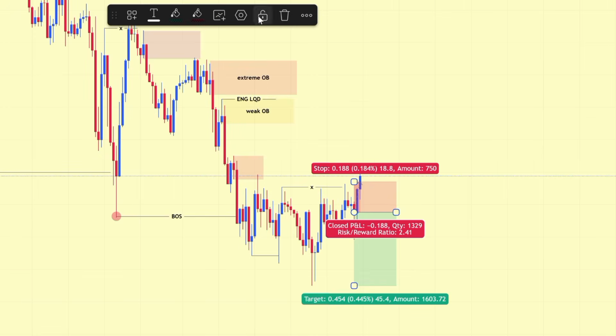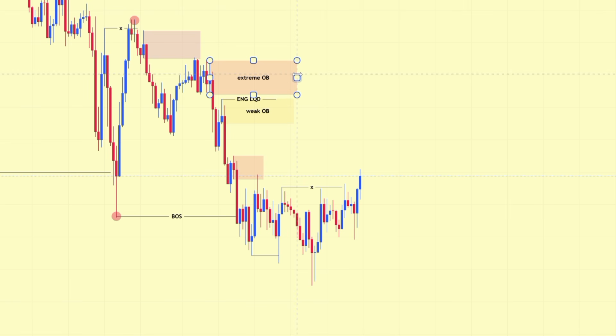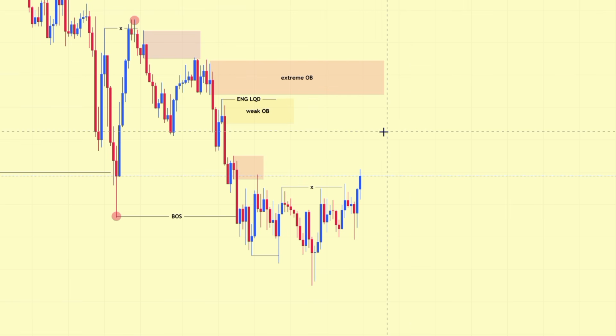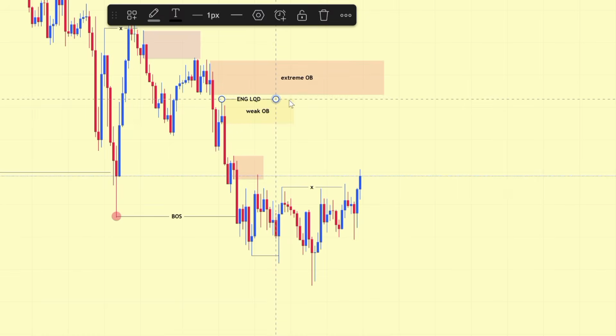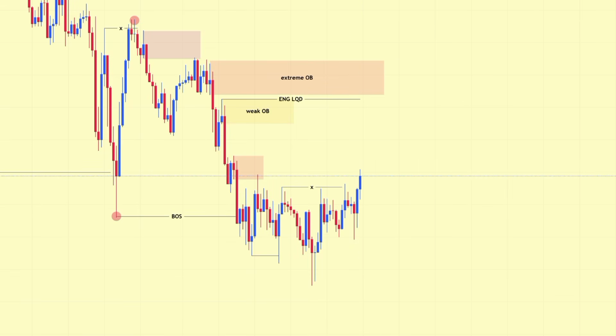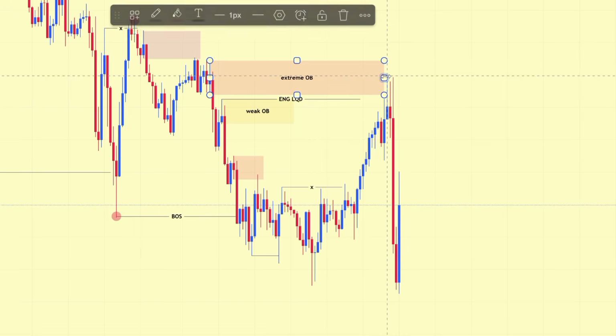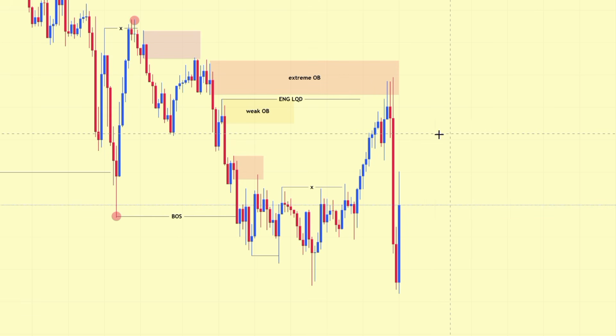Okay, anyway, let me get rid of that. You can clearly see now we are left with these two POIs. I mean, we are left with this POI and of course the engineering liquidity there. So let me continue running price. And exactly right there, we can clearly see price has mitigated the extreme exactly right there. And we can clearly see what price is doing here.